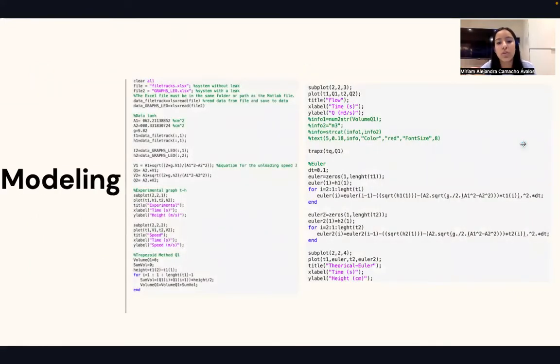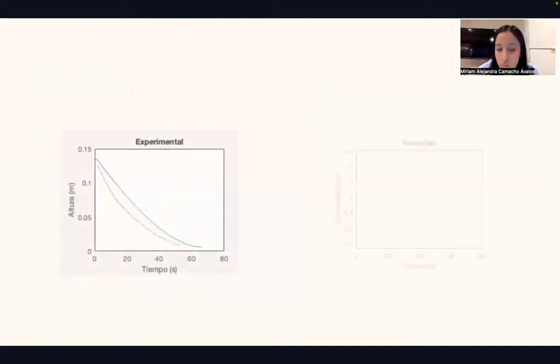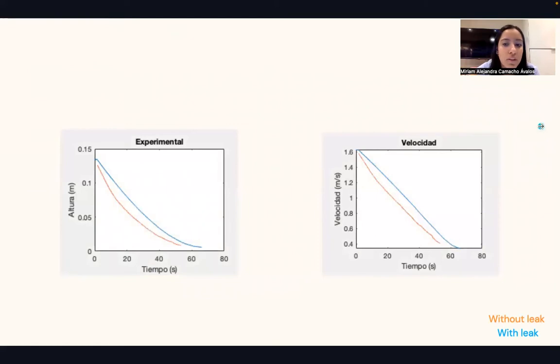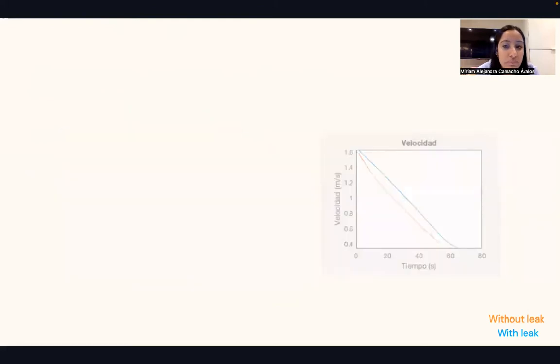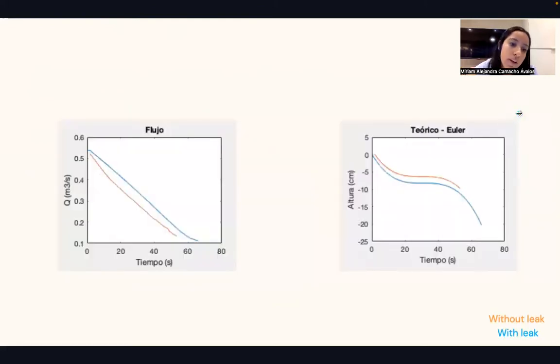For the modeling, we use this code that first takes every single data that we have. For example, the area of the container, the area of the hole, the gravity, the time, and the height. And we use the trapezoid method and Euler's method. And with this MATLAB code, we graph the experimental method, the velocity versus time, the flow versus time, and Euler's method, sorry.